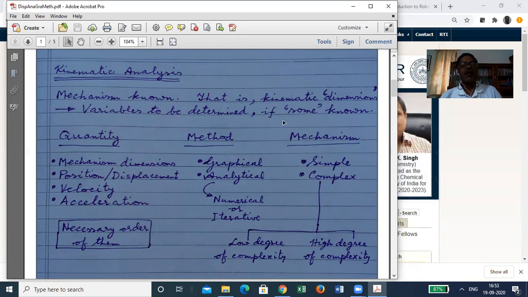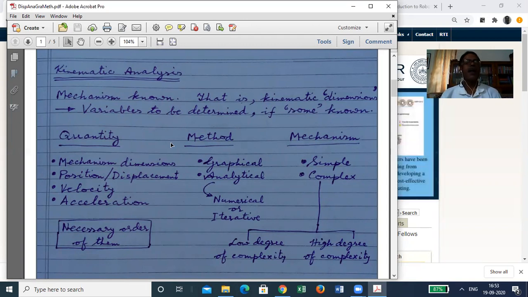Now, what are the quantities involved? First, mechanism dimensions, which are supposed to be known for doing analysis, and other quantities which may be involved will be positions or displacements, and this is the first unit of analysis in which this is the problem. That is, the number of variables given will be the same as the degree of freedom, and other variables or some of them are to be determined.